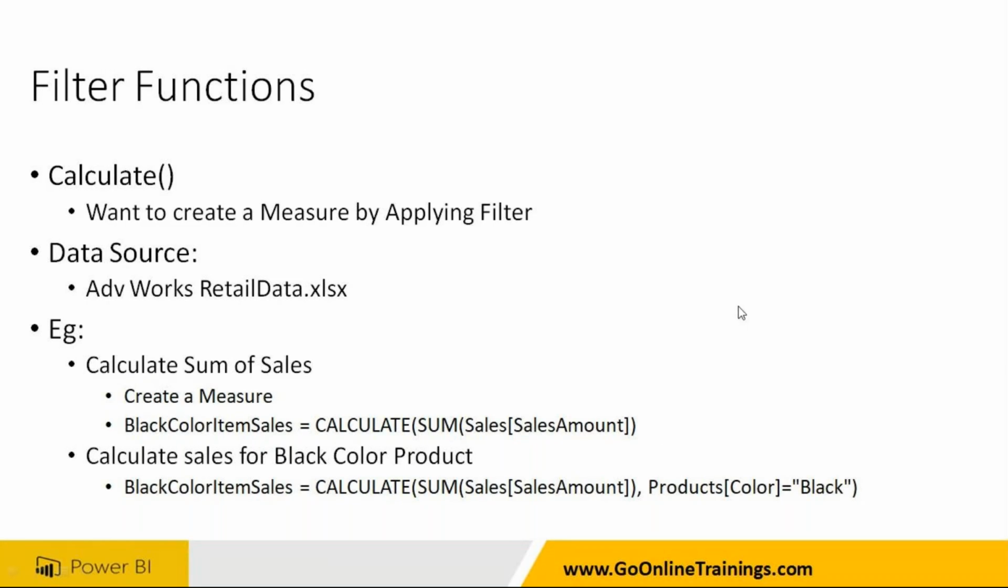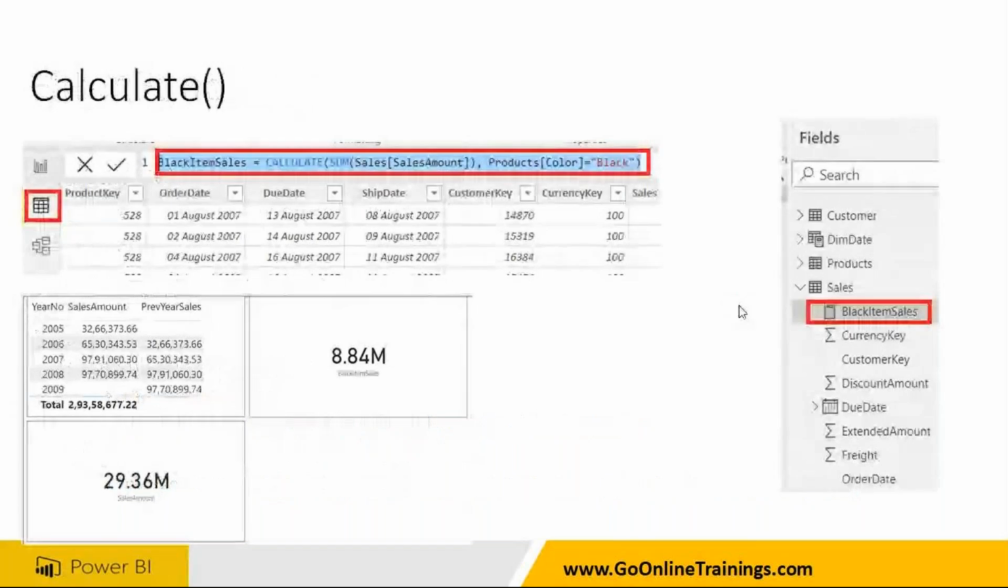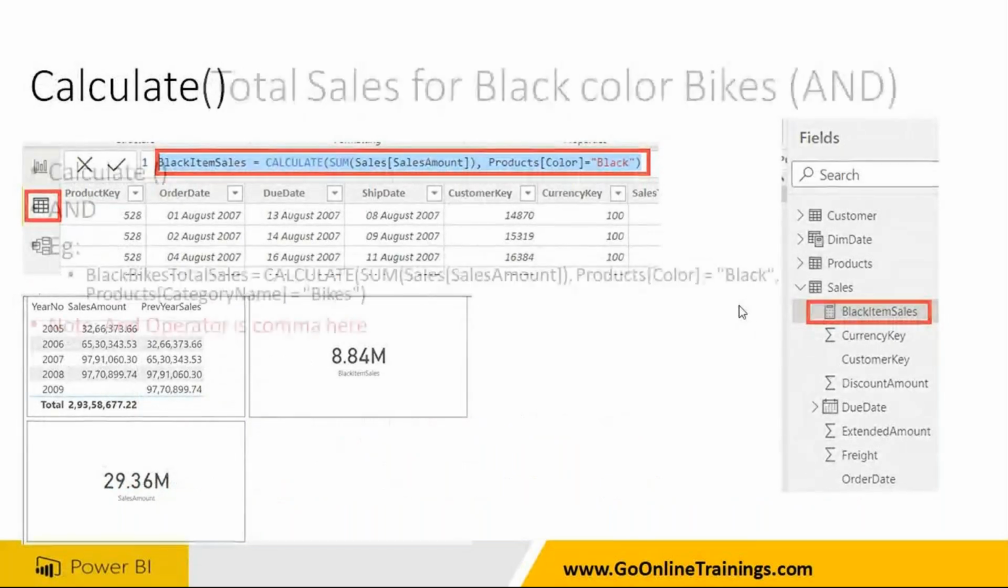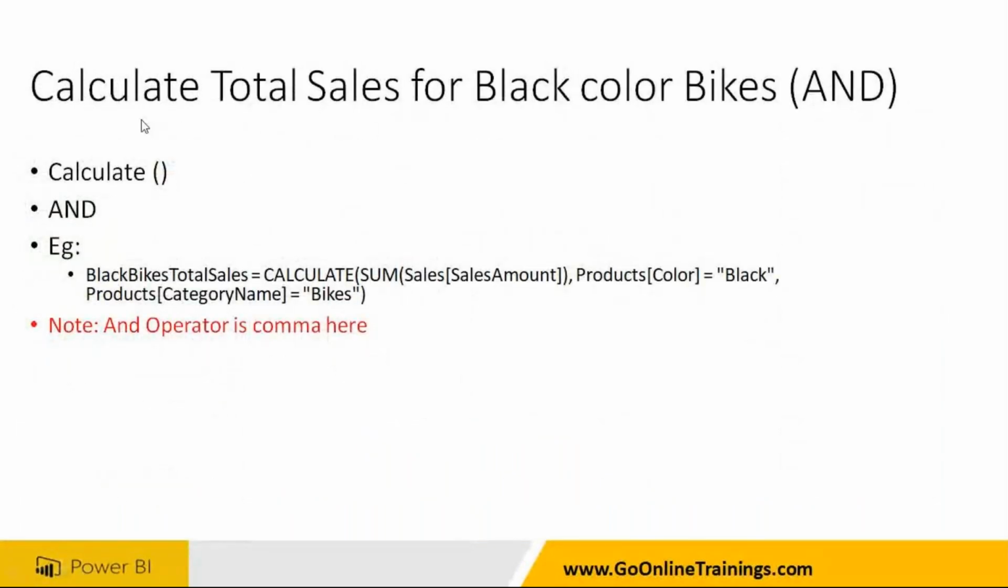Sir, can we apply multiple filters, like more than one filter? If you give me time, that is the next one. So now the next question is: calculate total sales for the black color bikes only. Clear? What are the multiple items here?